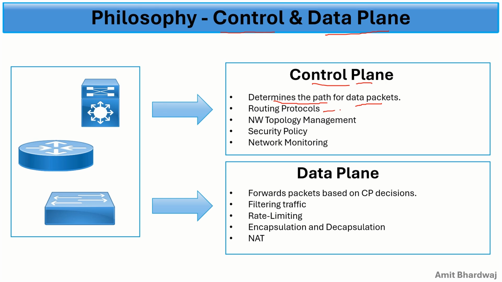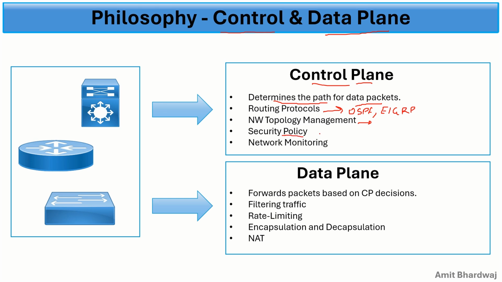Next is the routing protocols. Let us say we have OSPF routing protocol, EIGRP, BGP, all of them come under the remit of the control plane. Next is the network topology management. For example, there is a link failure or new devices are added. All these things are the responsibility of the control plane.